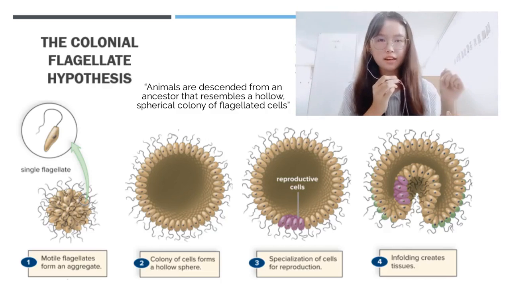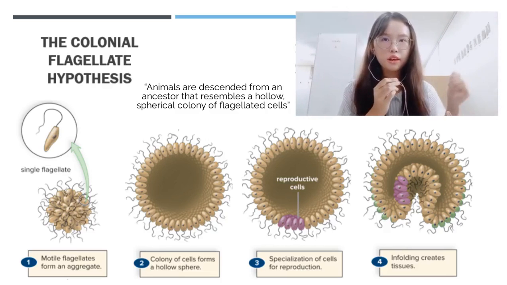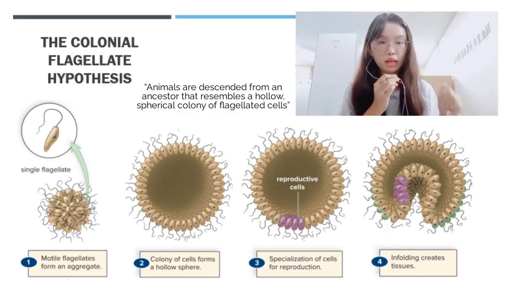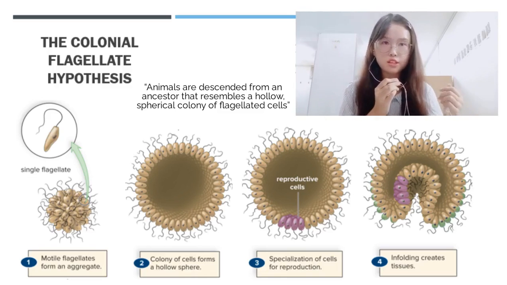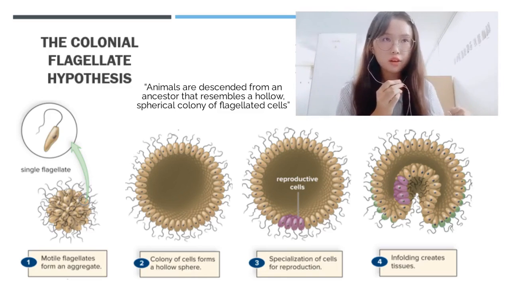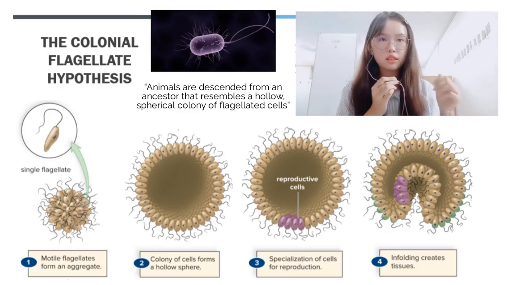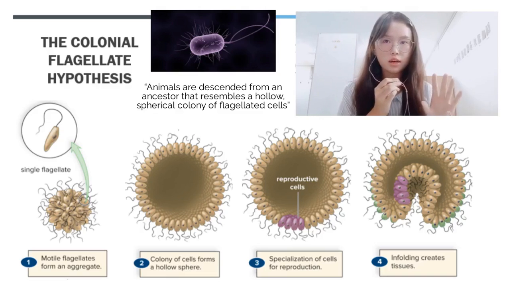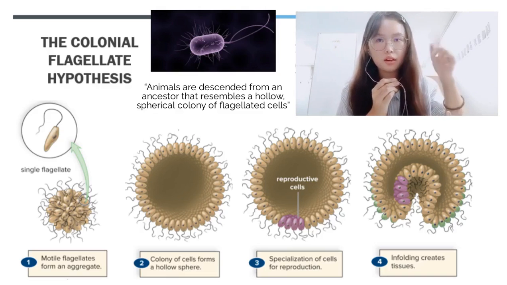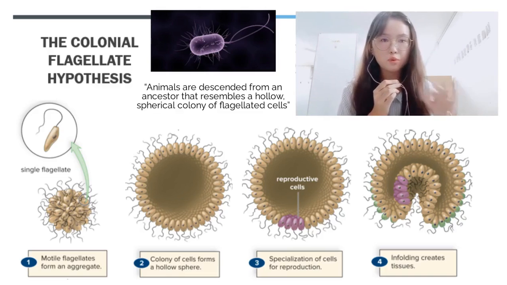The next slide shows the colonial flagellate hypothesis. This hypothesis stated that animals are descended from an ancestor that resembles a hollow spherical colony of flagellated cells. One example is the choanoflagellate. This cell is one kind of single-cell ancestor of animals. You can see a single flagellate cell has a flagellum for mobility to move around.